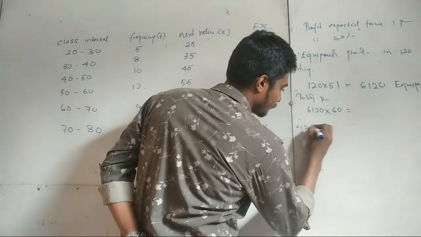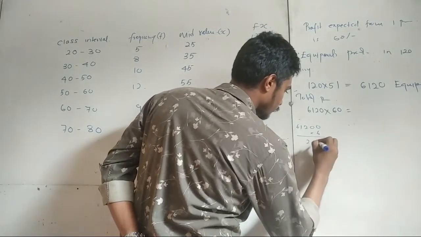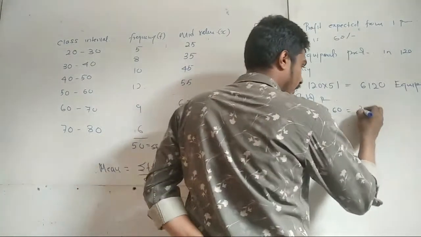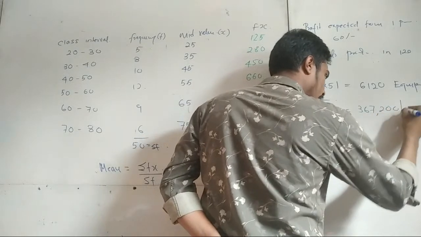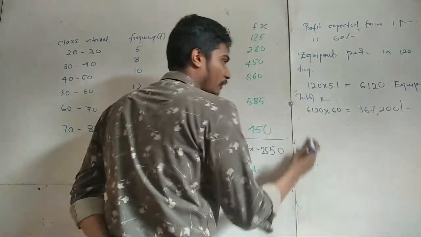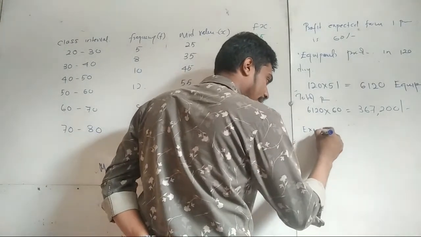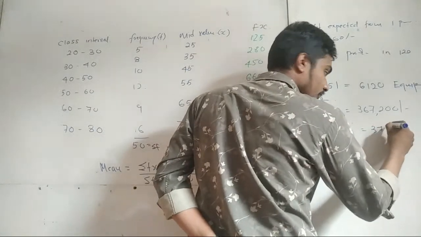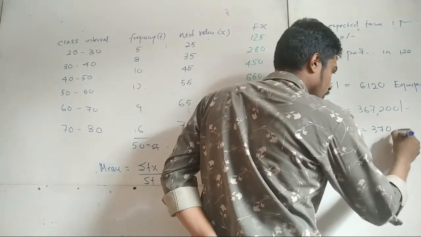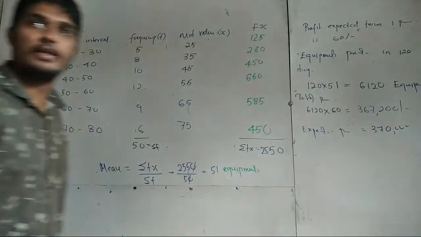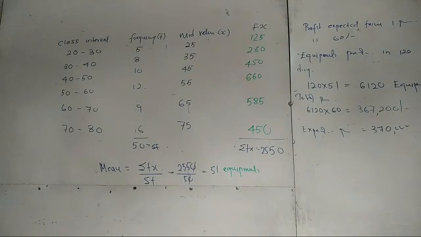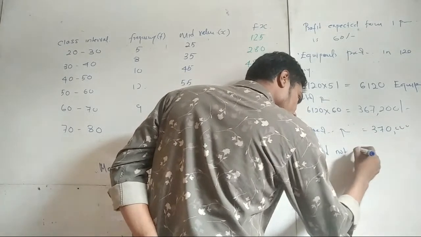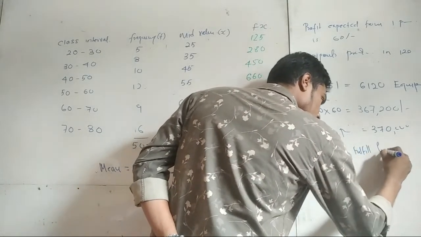How much is that? We'll do the math and see, okay? 1 remains 7. 367,200. Students, what is the expected profit? Expected profit is equal to how much? 370,000. So what is the question? Did he fulfill his expectation? Is that the question? Yes. He did not fulfill his expectations.